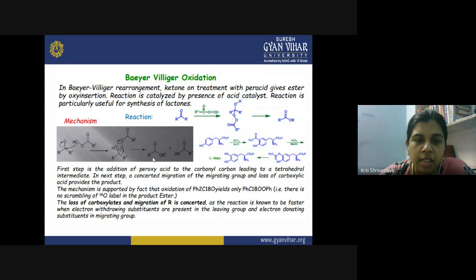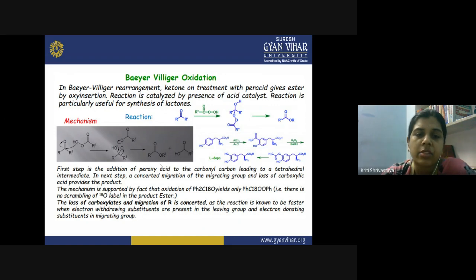So this is a type of oxidation in which oxygen has been inserted. We also call it oxy insertion, insertion of one oxygen atom, and that takes place in the presence of a per acid. So this reaction is very important for the synthesis of lactones. And the first step is what?